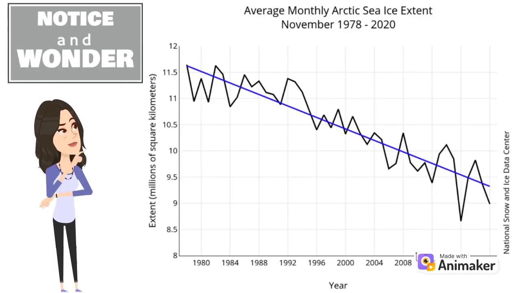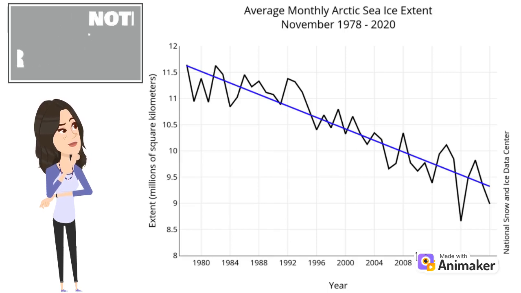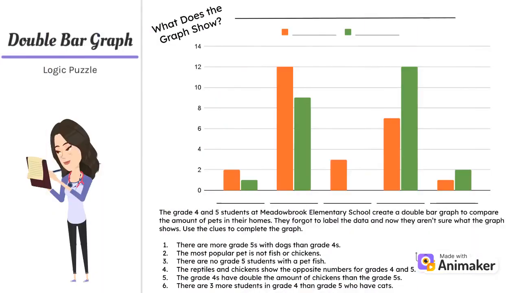This could be used to facilitate small groups or whole class discussions on interpreting line graphs. Notice and Wonder provides every student an opportunity to participate in the lesson and also look at the seriousness of climate change. For this logic puzzle, students use the clues to determine how the graph should be labeled. This is also a great example of the importance of labeling the attributes on a graph.